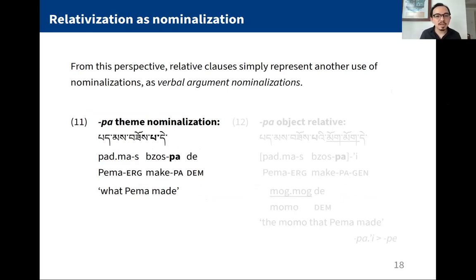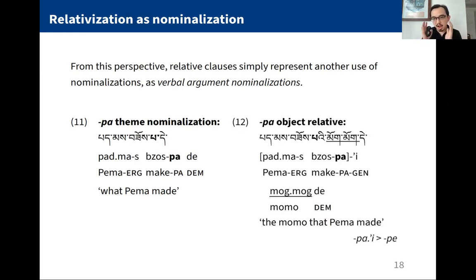So for example, a theme nominalization like in 11, pime supate, what Pima made. So the idea would be that when we have an object relative or a theme relative, you are just taking one of these theme nominalizations and using that to modify a noun, in this case, momo. Oh, sorry, that's a kind of dumpling. And so we have pimesupa, what Pima made, and dumpling, momo, and we juxtapose these, and that's how we form what descriptively we would call a relative clause construction, the momo that Pima made.